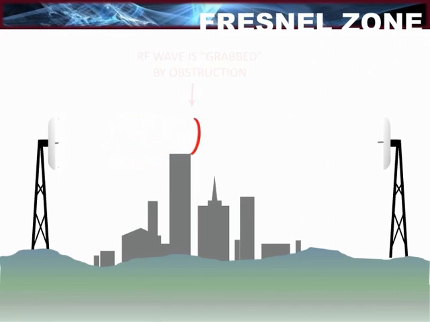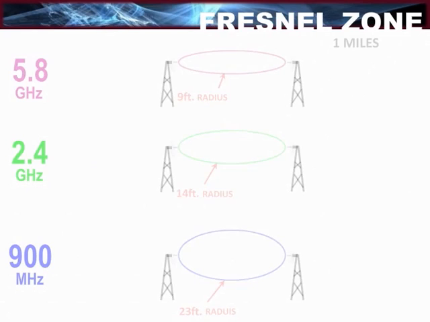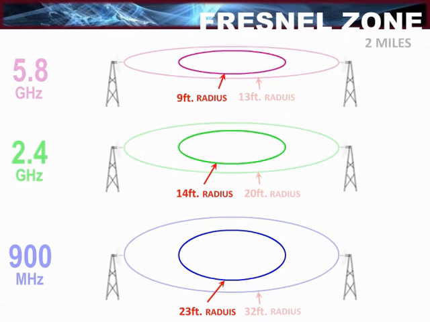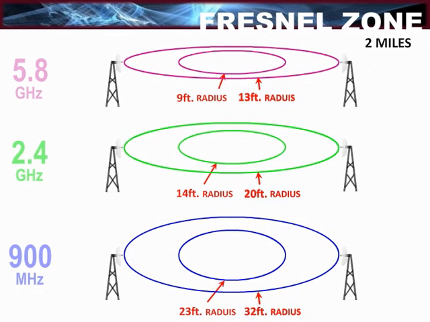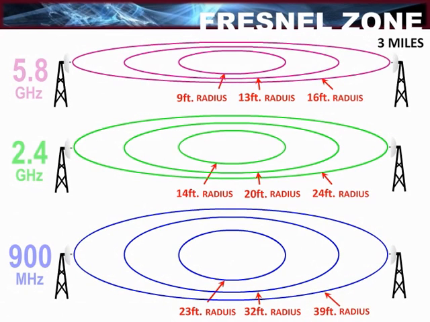Here we can see exactly how the signal becomes weakened by the nearby obstruction. The wave is grabbed by the obstruction and gets stretched and weakened as it propagates towards its destination antenna. The Fresnel zone not only grows with lower frequencies, but also with longer distances. Here are some examples of Fresnel zones and corresponding frequencies.